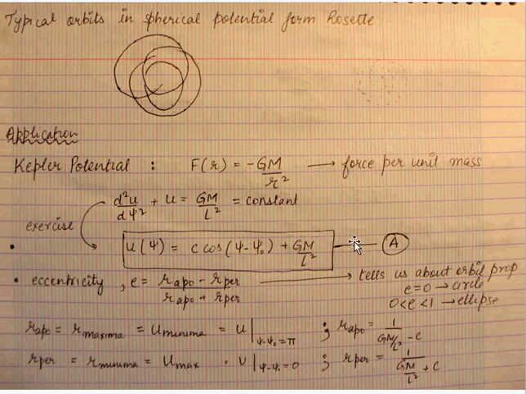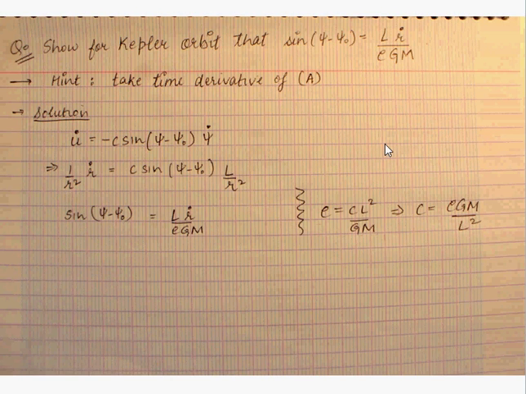The hint is you just have to take the time derivative of A, really, because if you take the time derivative, the cos of (psi minus psi naught) would basically become sine of (psi minus psi naught), and then you can solve for sine of (psi minus psi naught). Otherwise, I have solved it for you anyway, and it's a pretty straightforward numerical, right?